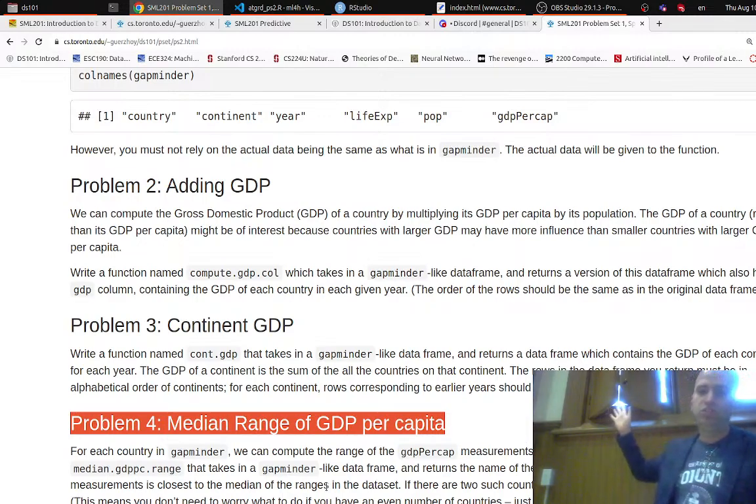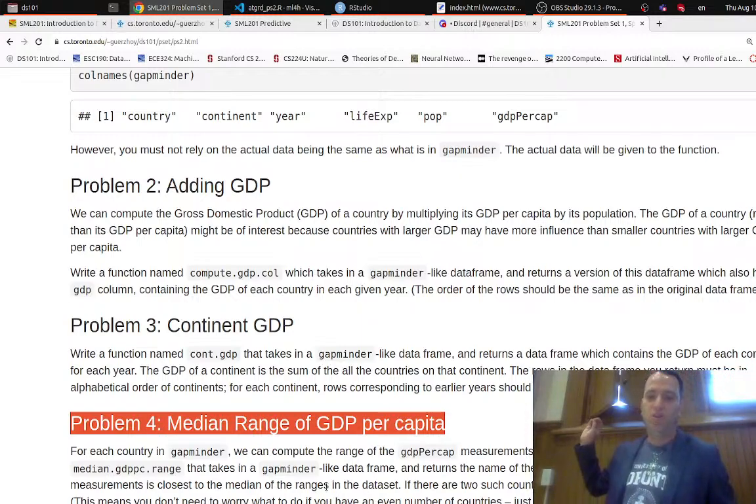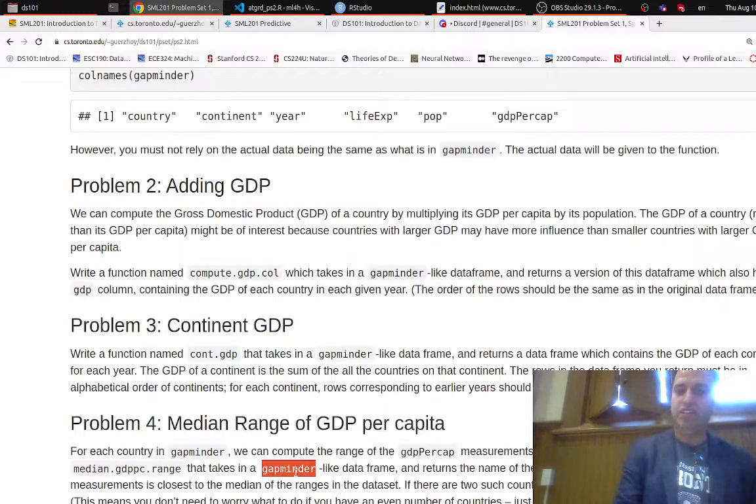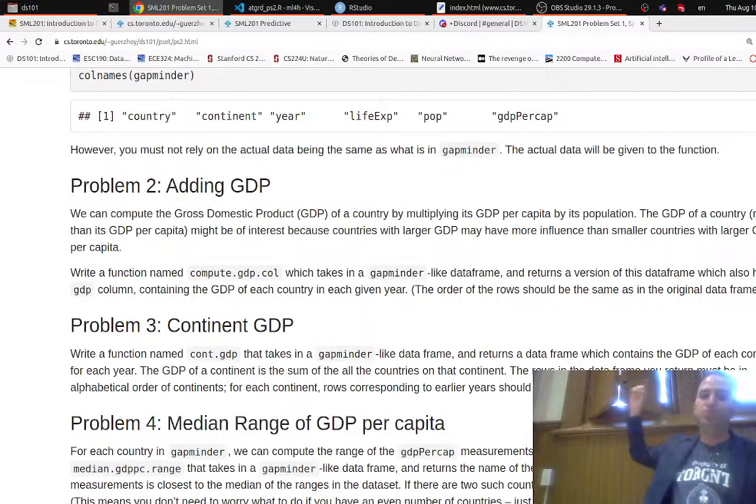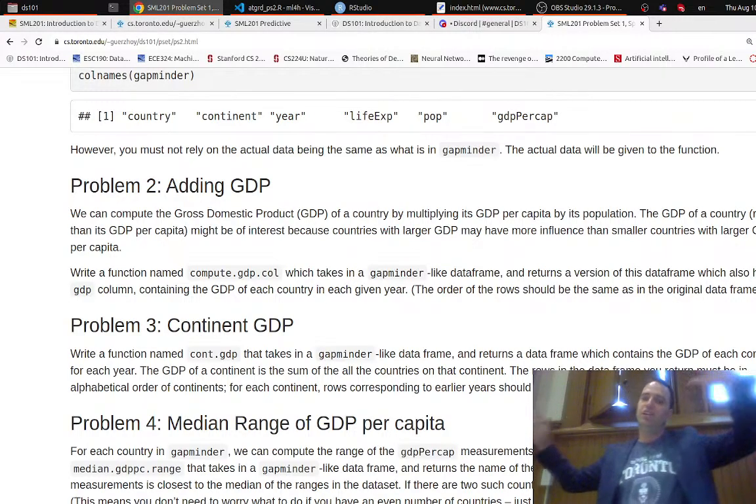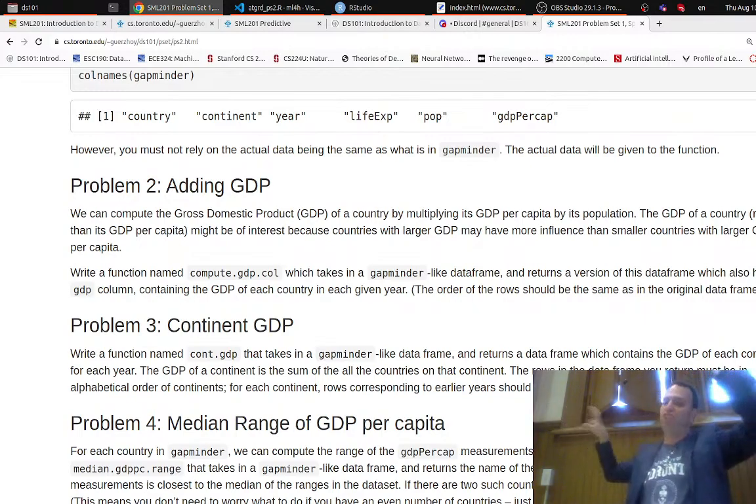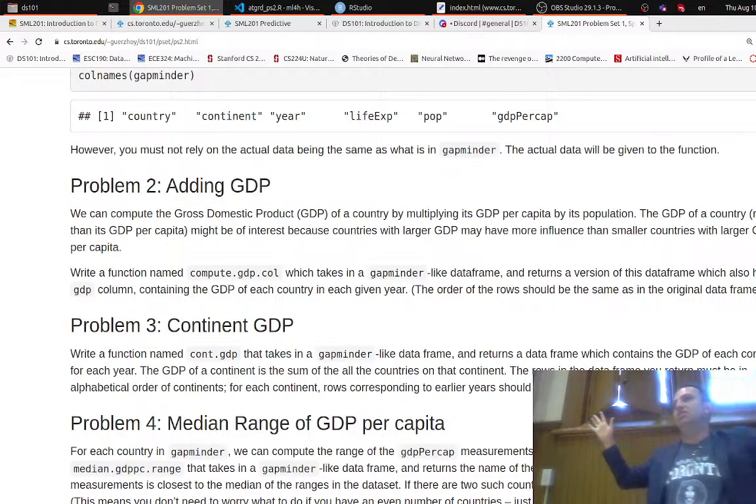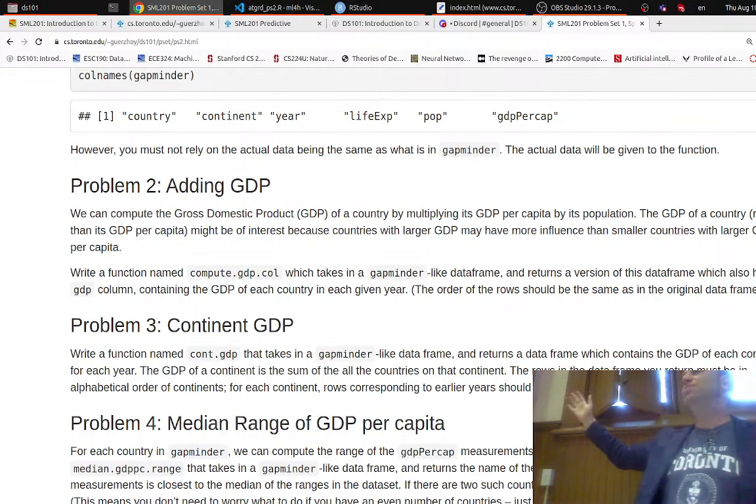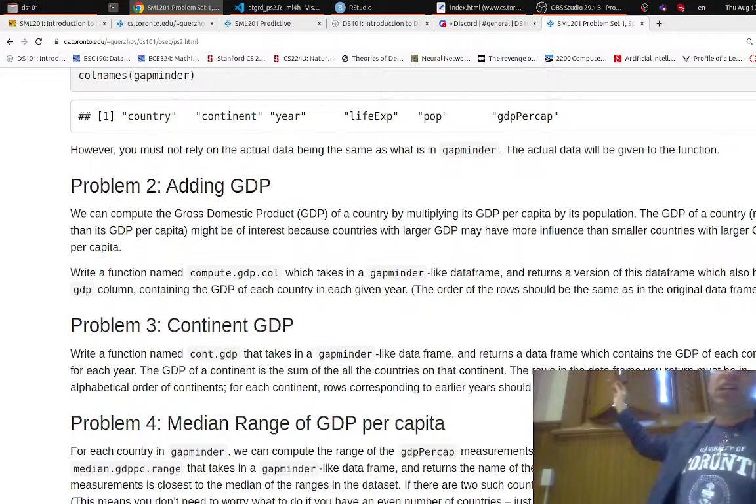Basically, what we want is the median range for GDP per capita, right? You're taking in something like Gapminder. Then for every country, you compute the range of the GDP per capita, and you want the country whose range is closest to the median of the ranges for each country. What we mean by the range is how much the GDP per capita changed over the years. So for every country we have that, and then we have the median amount by which GDP per capita changed. Then we want the country whose range is as close as possible to the median.